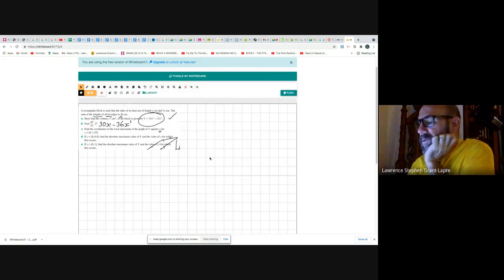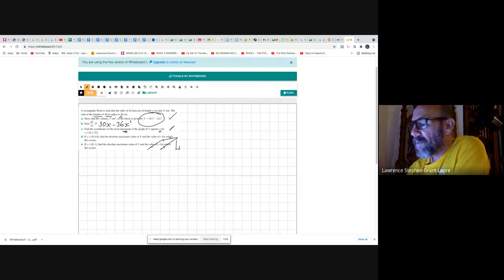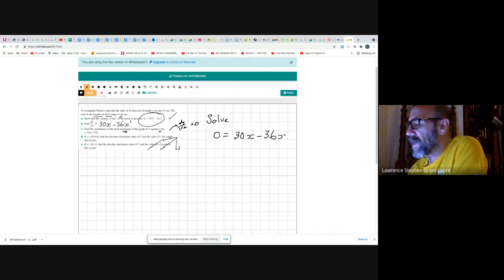Now we're asked to find the coordinates of the local maximum. At the local maximum positions, dV/dx is equal to 0 at those points. So what we have to do is solve this to be 0. So the derivative is 30x minus 36x squared. Now we have to stay between 0 and 1.25. So we can't go smaller than 0, and we can't go bigger than 1.25.